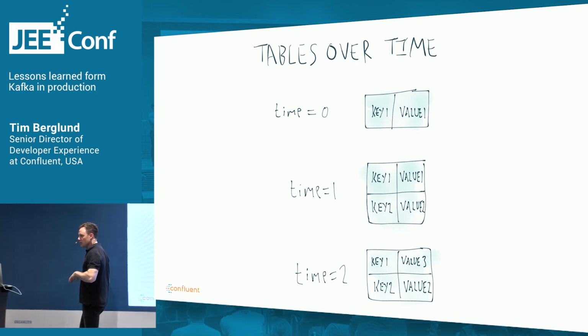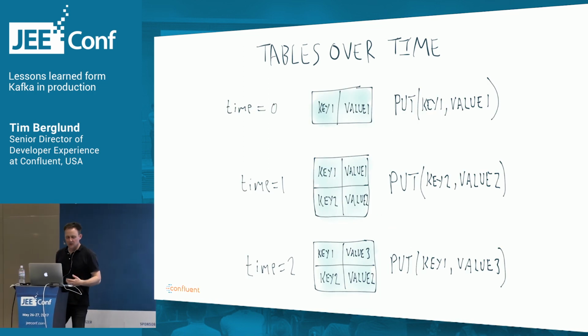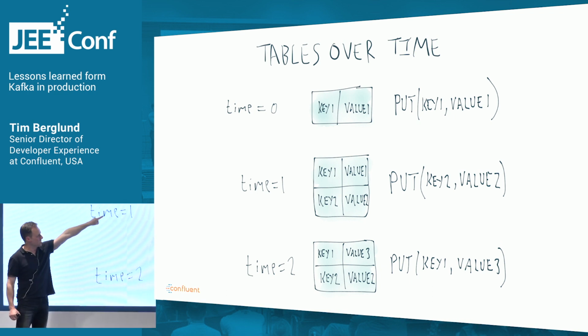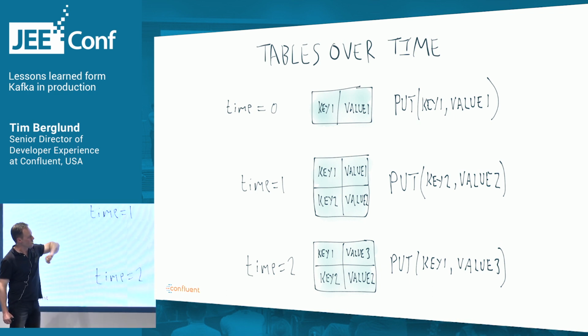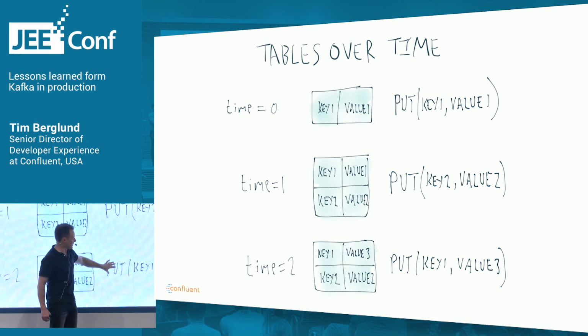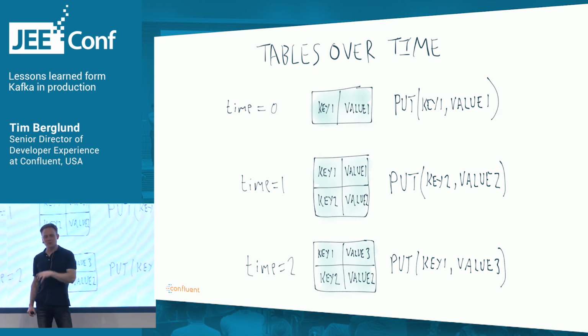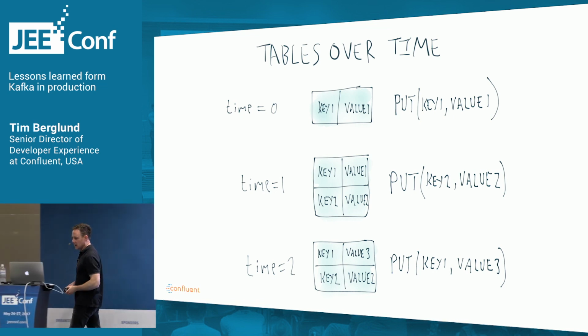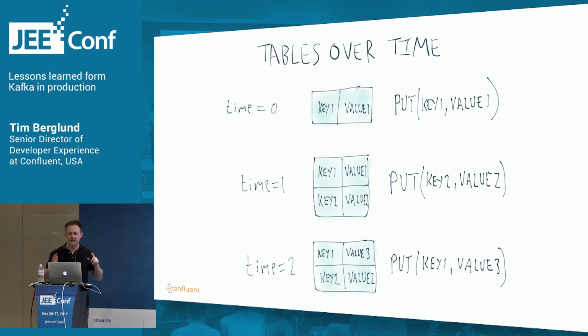Well, each one of those things could now be a message. The first one is a mutation, put value one in at key one. The second one is another mutation, put value two at key two. The third one, we're changing key one. So you can see updates to a table can be a stream of messages. Anything can be a message, anything can be an event, if we want it to be.